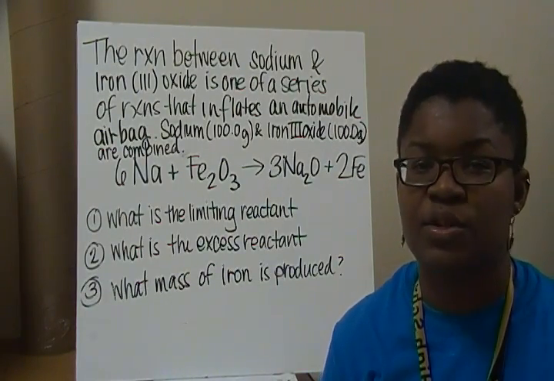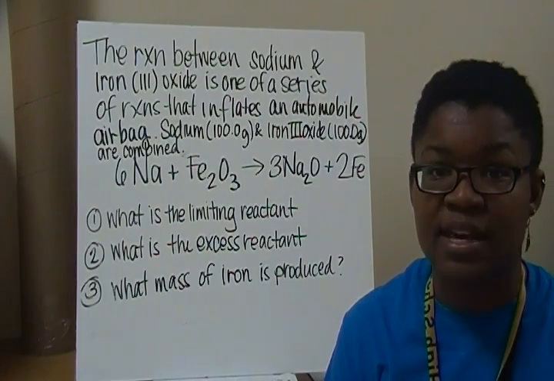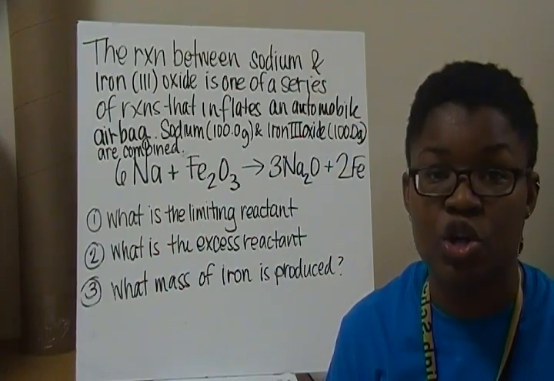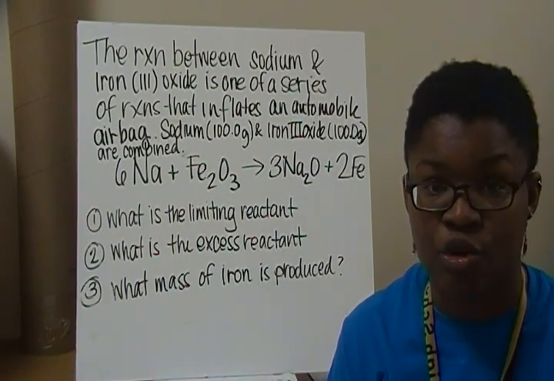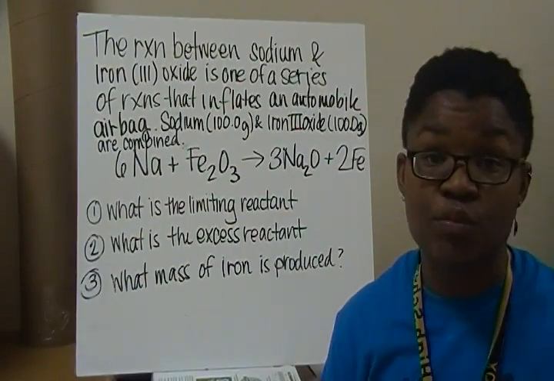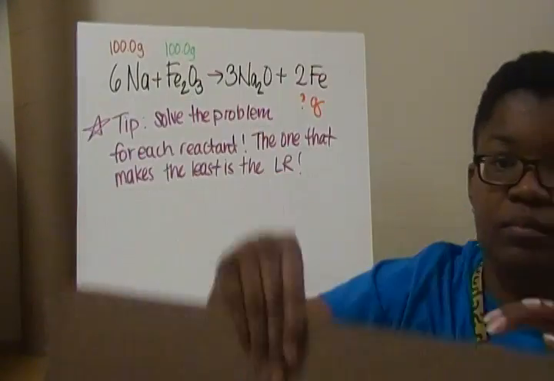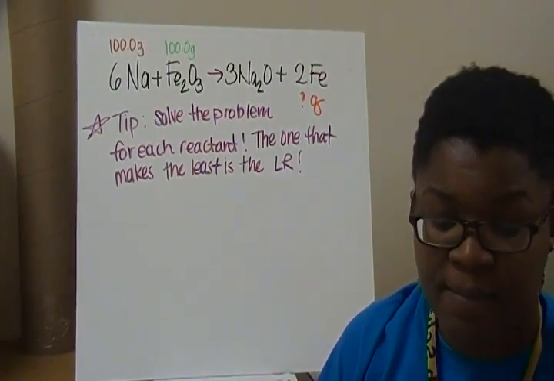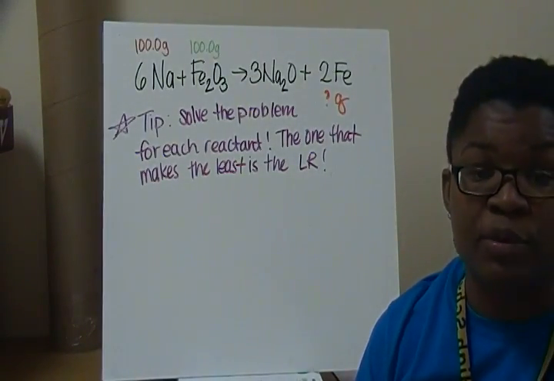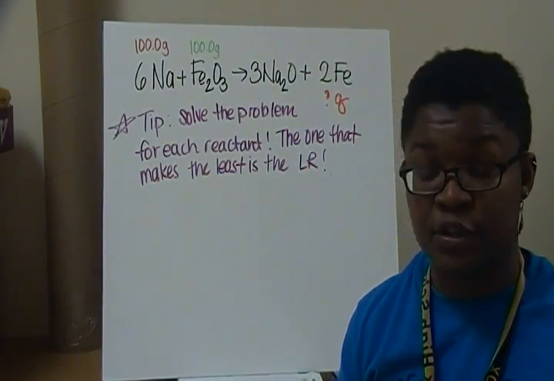There are a lot of different ways to do this. I find that for my students, the best way is to skip 1 and 2, solve number 3 for both knowns, and then once you get that answer, go back and identify the limiting and the excess. So let's assume for a second that our limiting is the first one, the sodium. We would solve it just like we do the traditional problem, a grams to grams conversion.